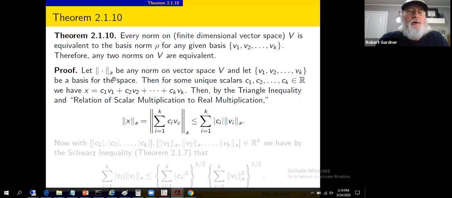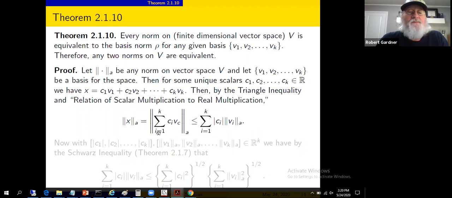Okay, so take an A norm, just any norm on this vector space, and take a basis, any basis on that vector space, say V1 through V sub k. If we take X as a vector from the space, we know it can be written as a linear combination of the V1 through V sub k. The V1 through V sub k are given to be a basis, so X has this type of representation.